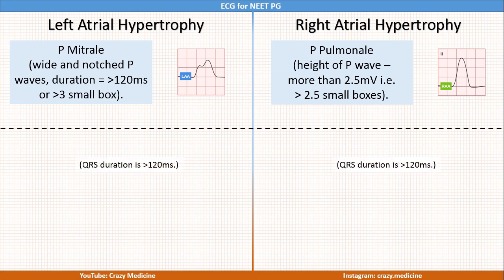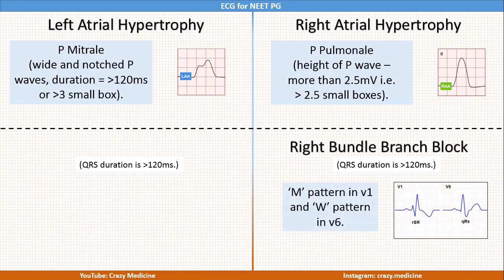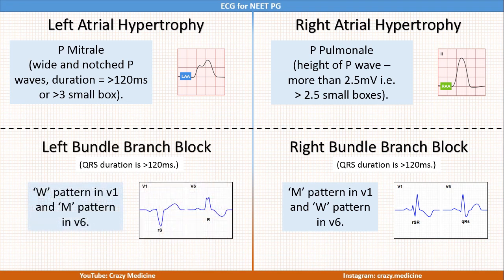As we already discussed, QRS complex is more than 120 milliseconds. In right bundle branch block, there is M pattern in V1 and W pattern in V6. And in left bundle branch block, there is W pattern in V1 and M pattern in V6.